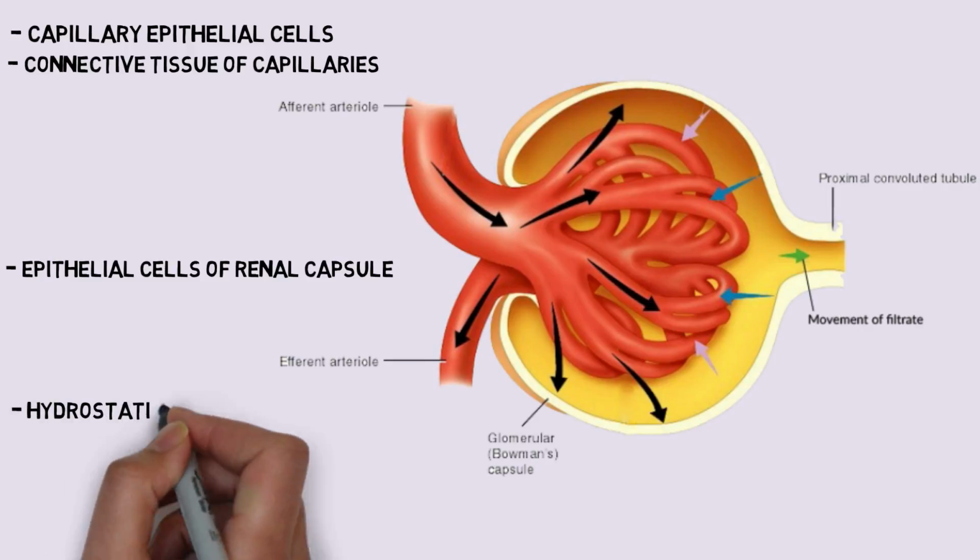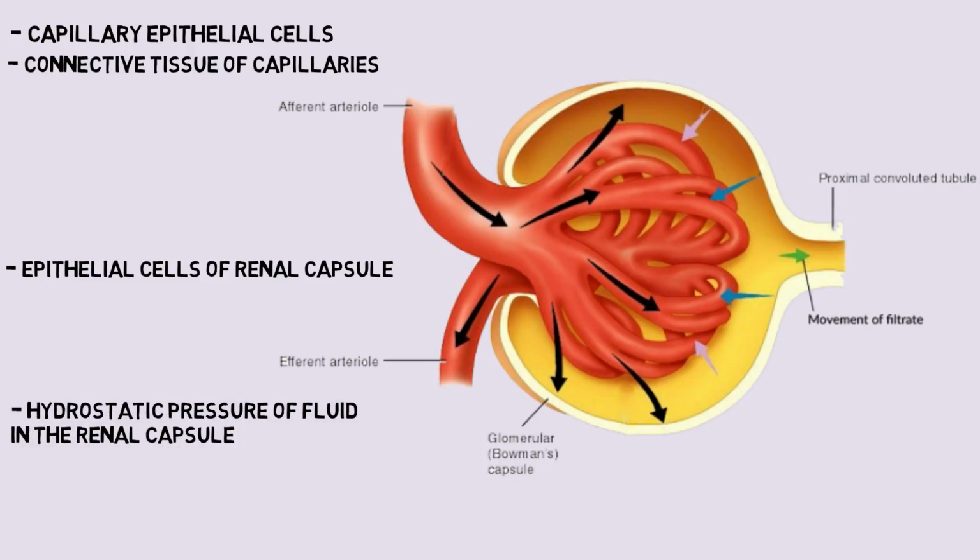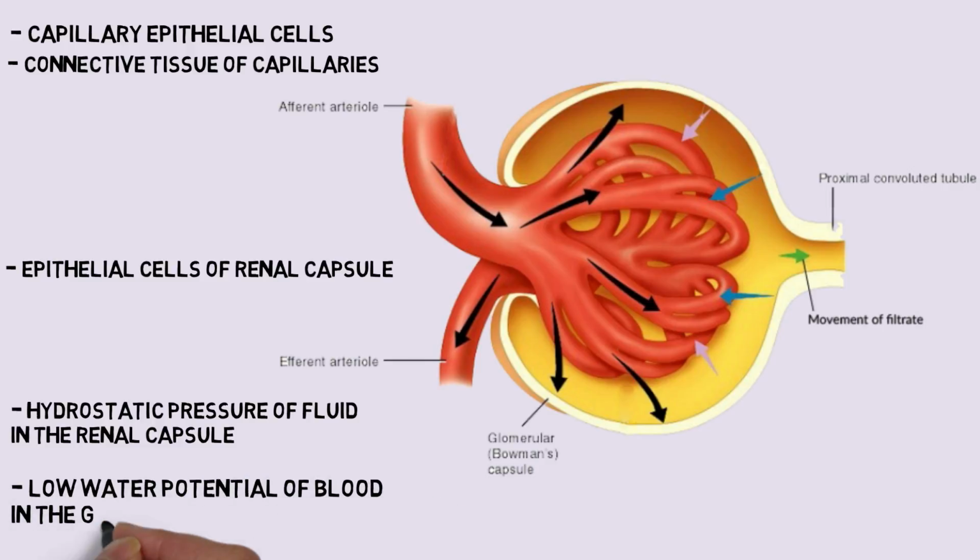There is already filtrate in the renal capsule, and this pushes against more filtrate being produced in the glomerulus. This resistive force aims to prevent the formation of filtrate. And finally, lower water potential of the blood in the glomerulus. Filtrate has already left the blood, so the blood in the glomerulus has a lower water potential. This would also act to prevent formation of any further filtrate.